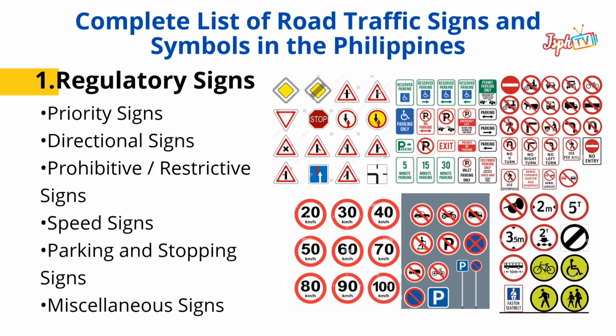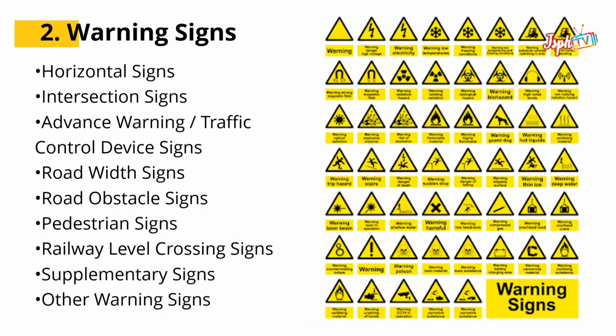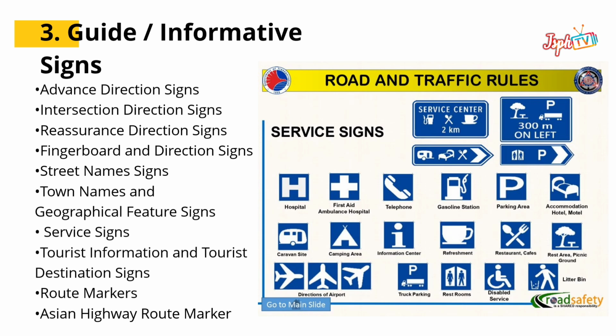Under regulatory signs, we have the priority signs, directional signs, prohibitive and restrictive signs, the speed signs, the parking and stopping signs, and the miscellaneous signs. Warning signs: the horizontal signs, intersection, advance warning, control device, road width, road obstacle, pedestrian, railway level crossing, supplementary signs, and other warning signs. Guide or informative signs.